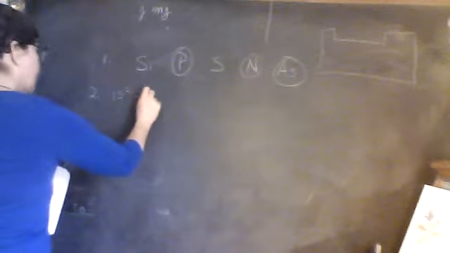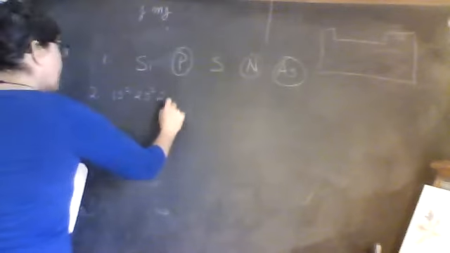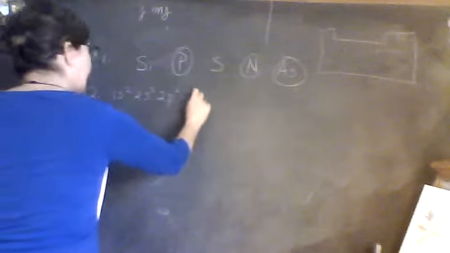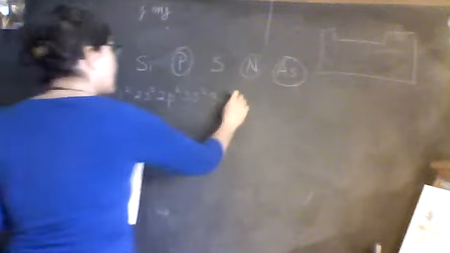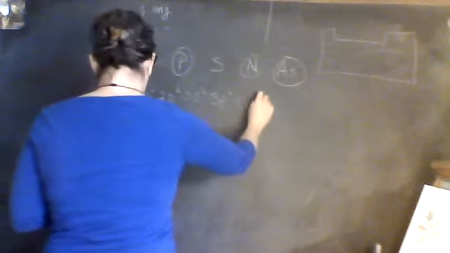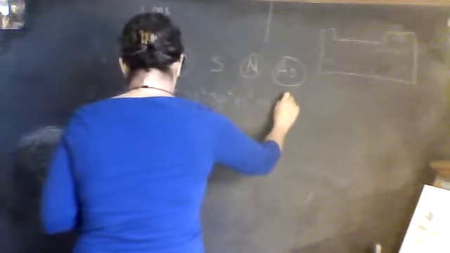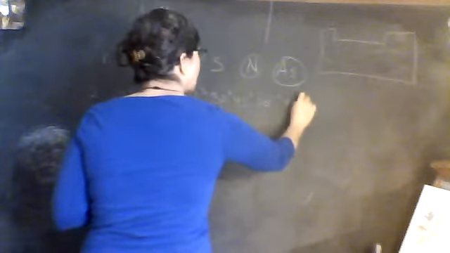Question number 2 says, how many valence electrons are in this electron configuration? 1s2, 2s2, 2p6, 3s2, 3p6, 4s2, 3d10, 4p2. So we want to know how many valence electrons it has.